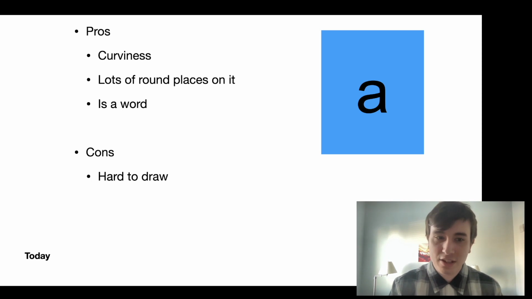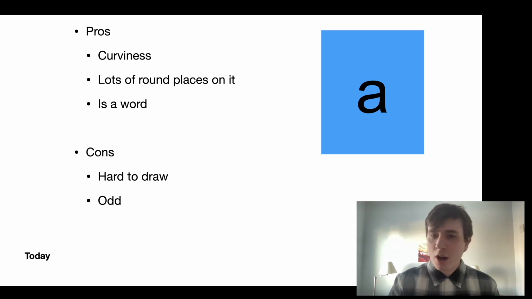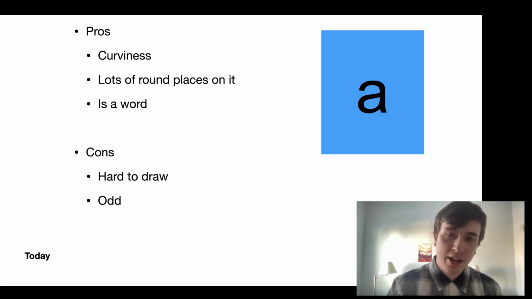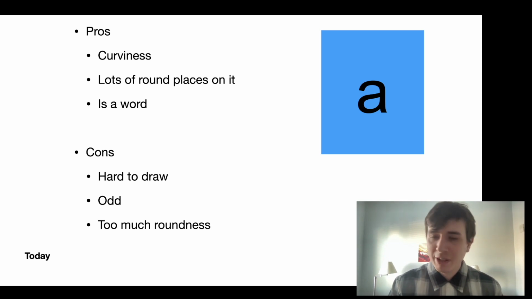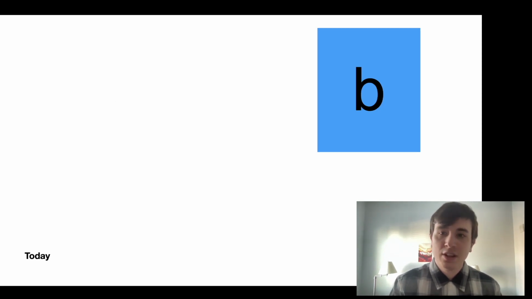That was just kind of self-explanatory. So, yeah, it's a little odd. It just doesn't really seem to fit so well. I wouldn't have started with this one if I was doing this whole project of this alphabet. Maybe just me, but a little too much roundness on this one.